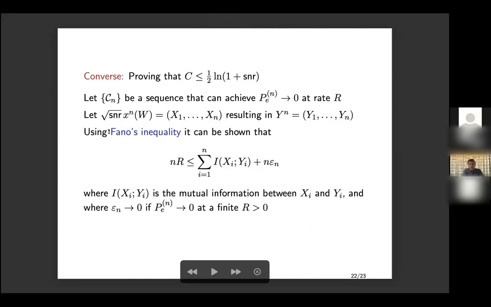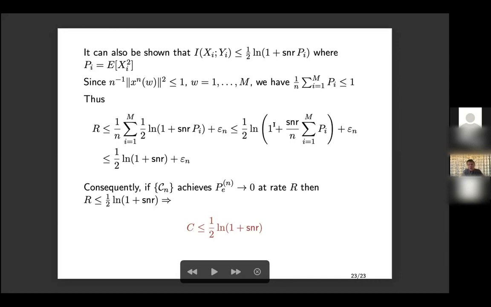And here a key, Shannon didn't use this. This is due to Fano. It came in the 50s. But the key you use these days to prove this is called Fano's inequality. And by using this, you can get an inequality for your rate in terms of mutual information terms, the sum over. And the important part here is an epsilon of n. And this epsilon of n goes to zero if the probability of error goes to zero at the finite rate. So if for a specific code sequence it can achieve a low error probability at the specific rate, then this epsilon here goes to zero. And we skip the details.